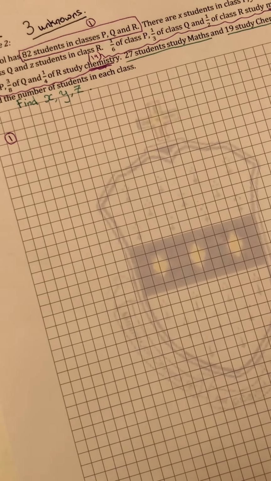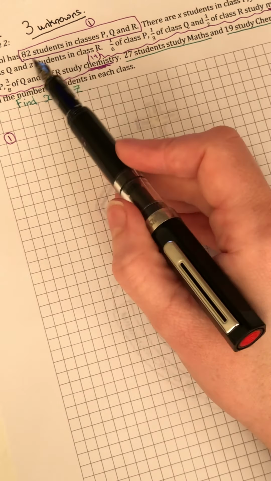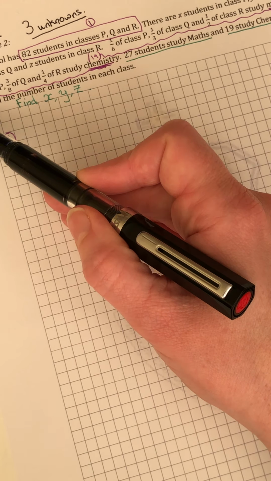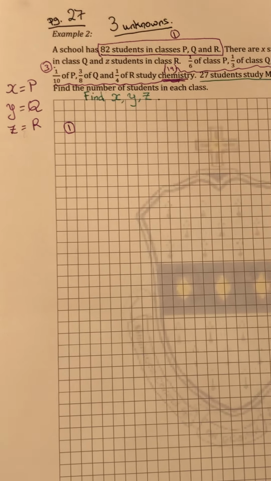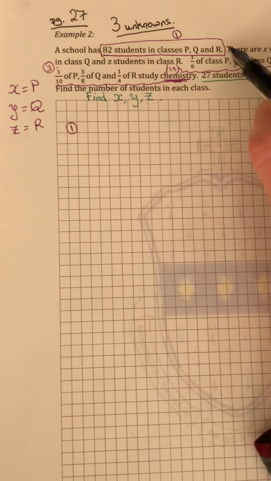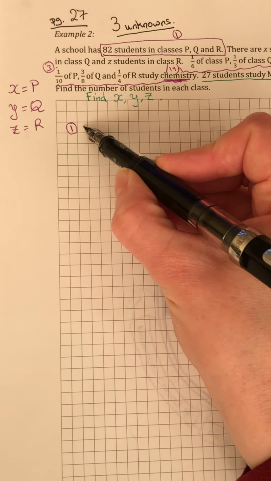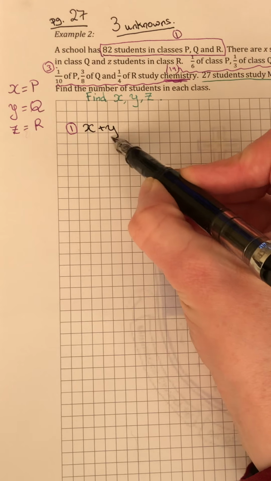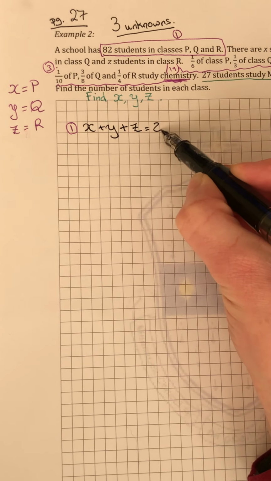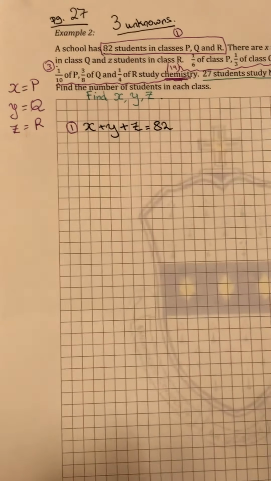So I'm hoping, apologies now for the Zoom, it's not working the way I thought. I'm hoping that you can see that the total 82 students in the three classes must be the sum of X, Y, and Z. I hope you can see that, because P, Q, and R will all add up to 82. So X plus Y plus Z will give us a total of 82. That's coming from the first piece of information there.